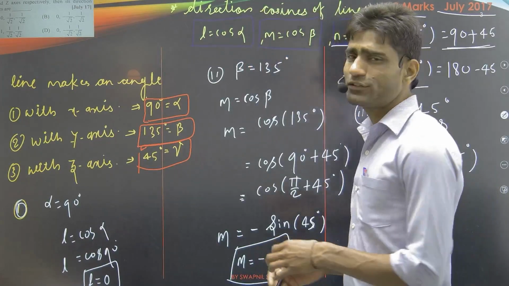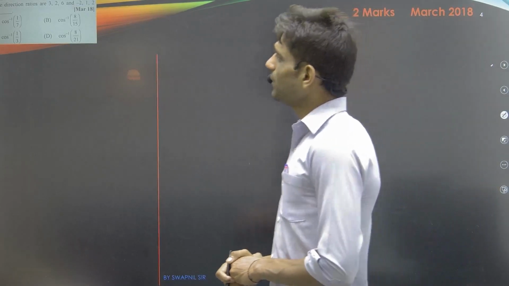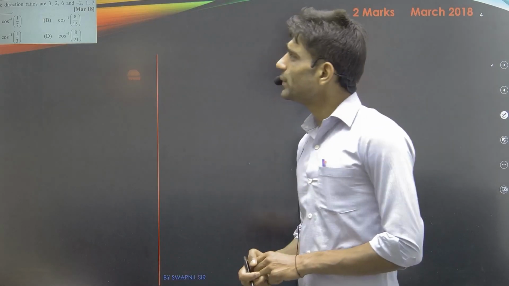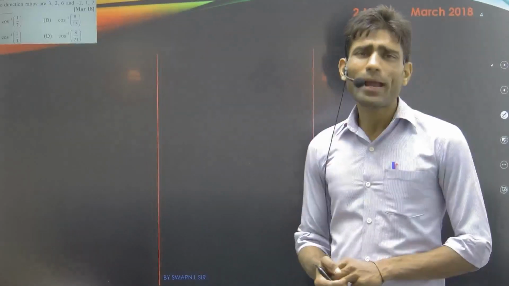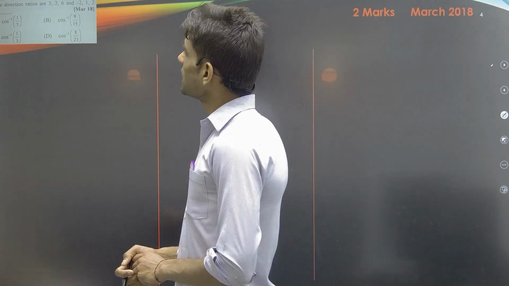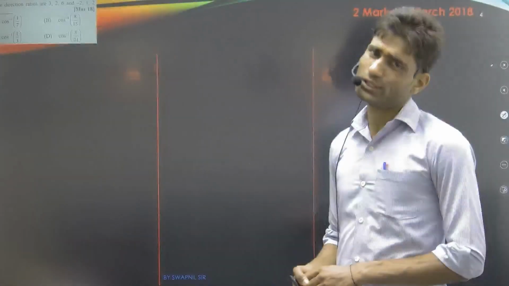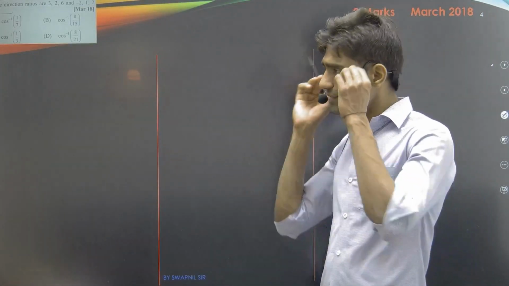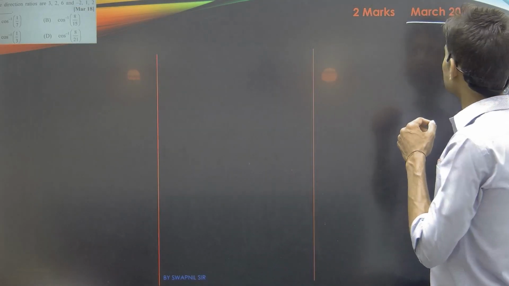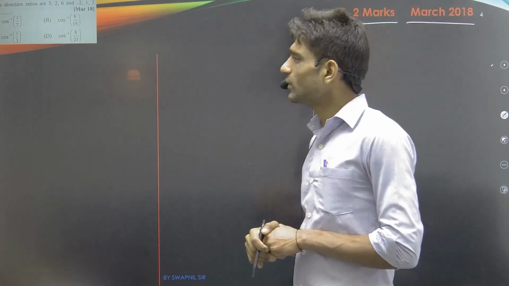Okay, now let's move on to the next example. In our next example, the question is: find the measure of the acute angle between the lines whose direction ratios are 3, 2, 6 and -2, 1, 2. This question was asked in the March 2018 board exam for 2 marks. Let me first write what is given in our question.